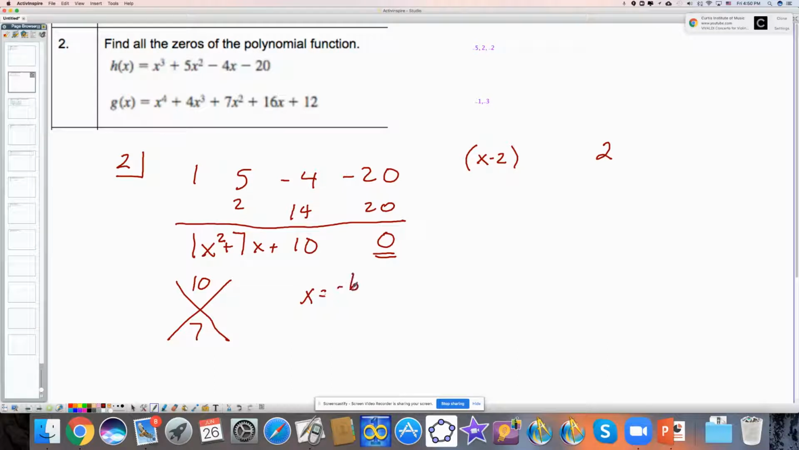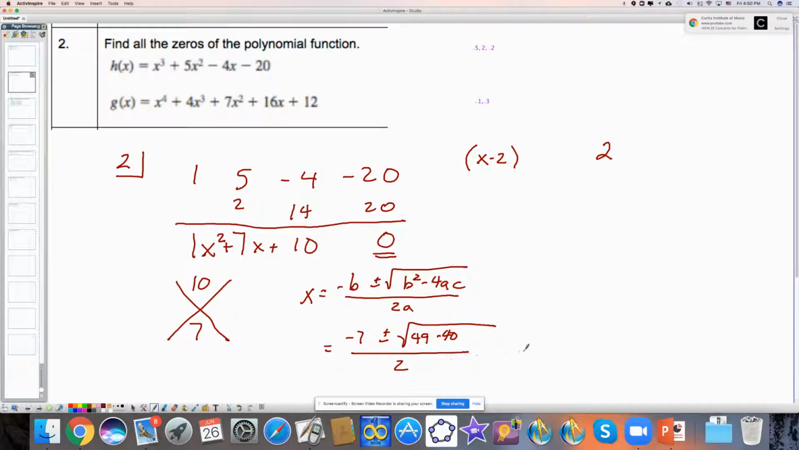X is equal to -b plus or minus the square root of b squared minus 4ac all over 2a. And when I plug in those numbers, I have -7 plus or minus the square root of b squared, which is 49, minus 4 times a times c, which is minus 40, all over 2 times 1. So this is equal to -7 plus or minus the square root of 9, which is 3, divided by 2. Or -7 minus 3 divided by 2 is -5. And my answer could also be -7 plus 3, which is -4. So it could be -2.